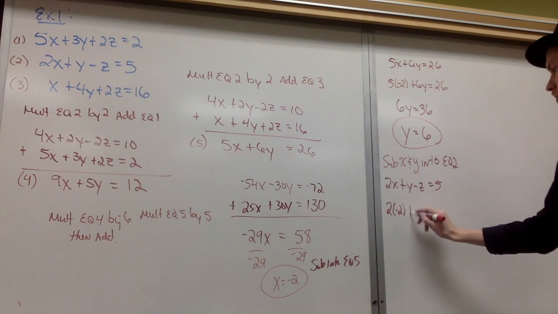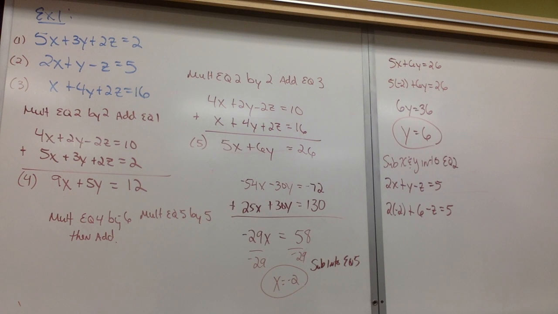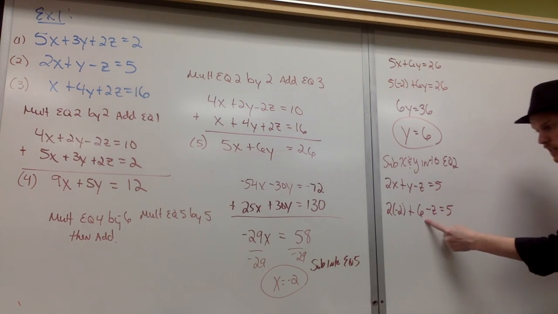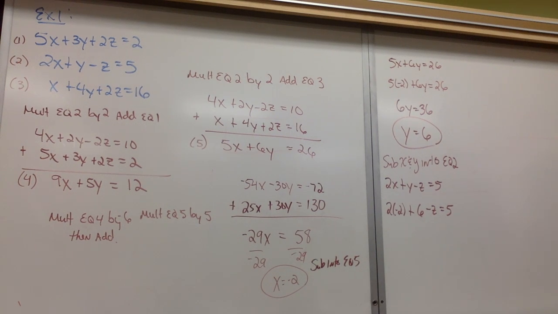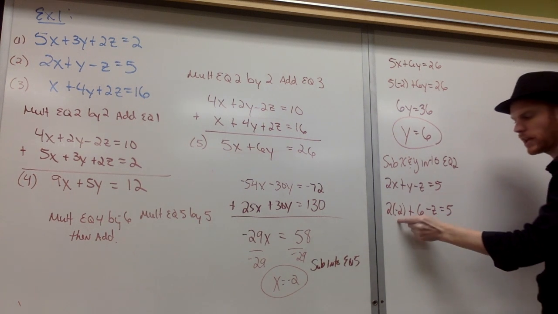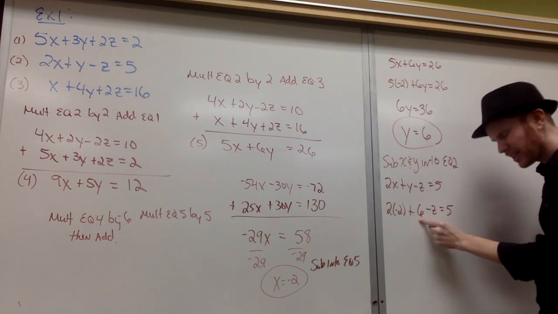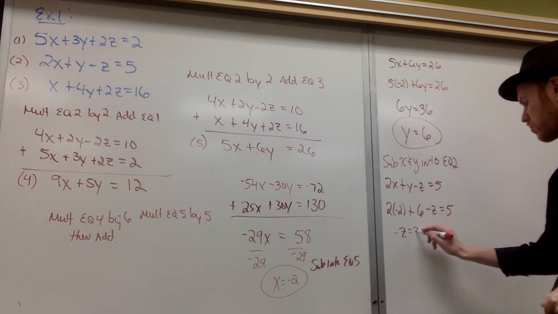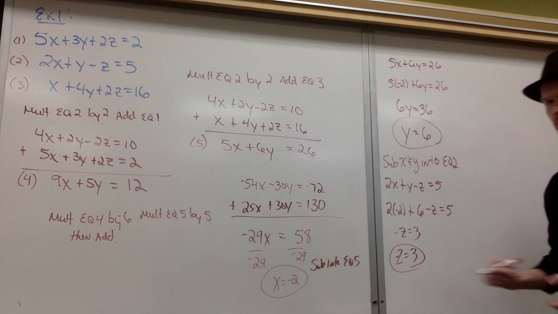2 times negative 2 plus 6 minus z equals 5. That becomes negative 12 plus 6 is negative 6. Add to the other side, right? Am I correct in that assumption? Oh my gosh, no. I don't know why I thought that was a 6, sorry. 2 times negative 2 is negative 4, plus 6 is positive 2. Subtract it, I get negative z equals 3, and then divide by the negative, z becomes 3.